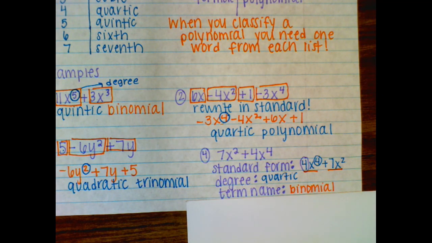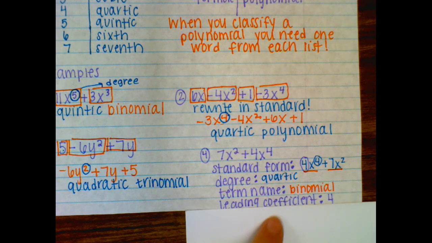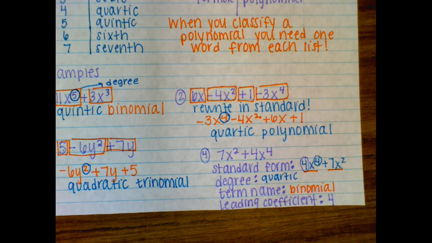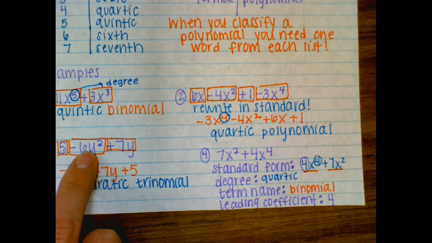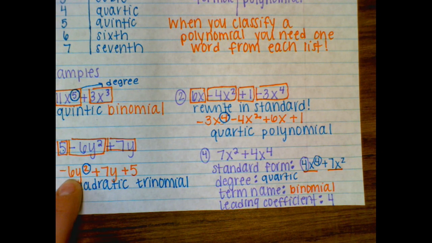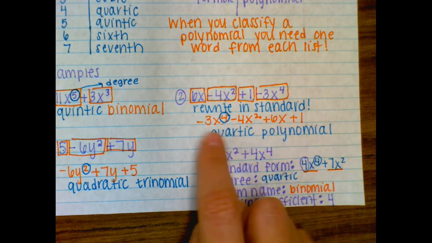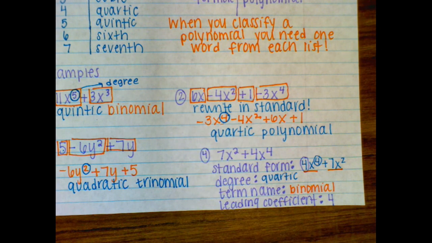And now leading coefficient is new. Leading coefficient means when it's in standard form, that number in front. So that number in front here was a 4. So if I were to look at example 3, my leading coefficient in example 3 would be -6. And my leading coefficient in example 2 would be -3.